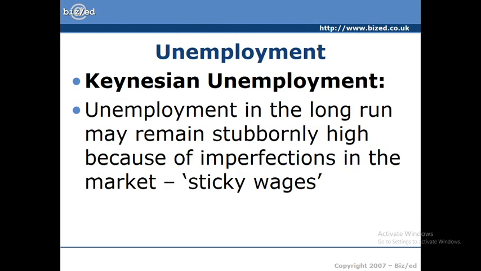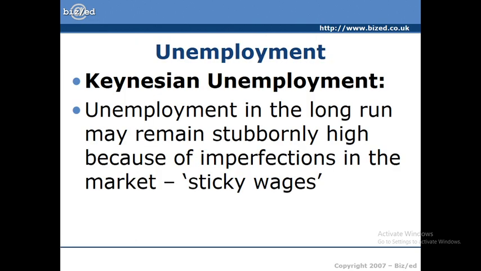Coming to Keynes. According to Keynesian theory, unemployment in the long run may remain stubbornly high because of imperfections in the market, sticky wages, etc. So Keynes said that involuntary unemployment exists because of reasons such as sticky wages and imperfections in the market, etc.